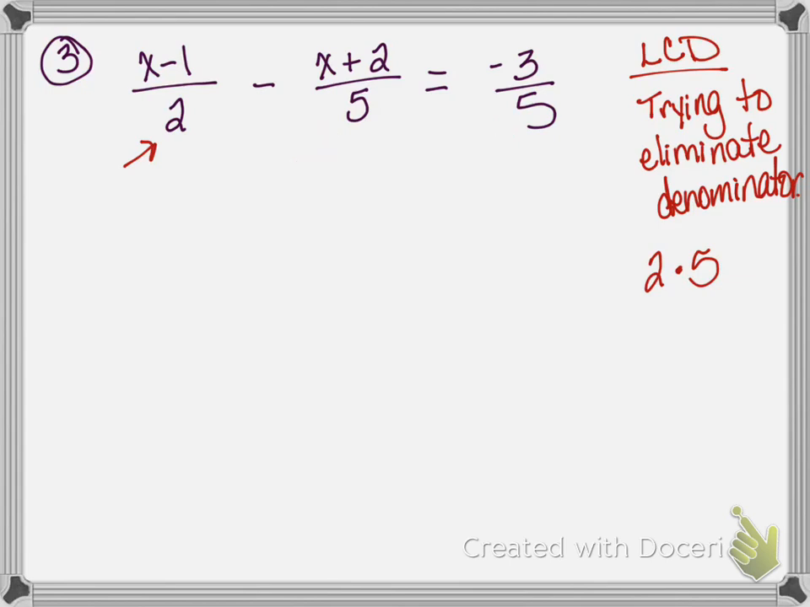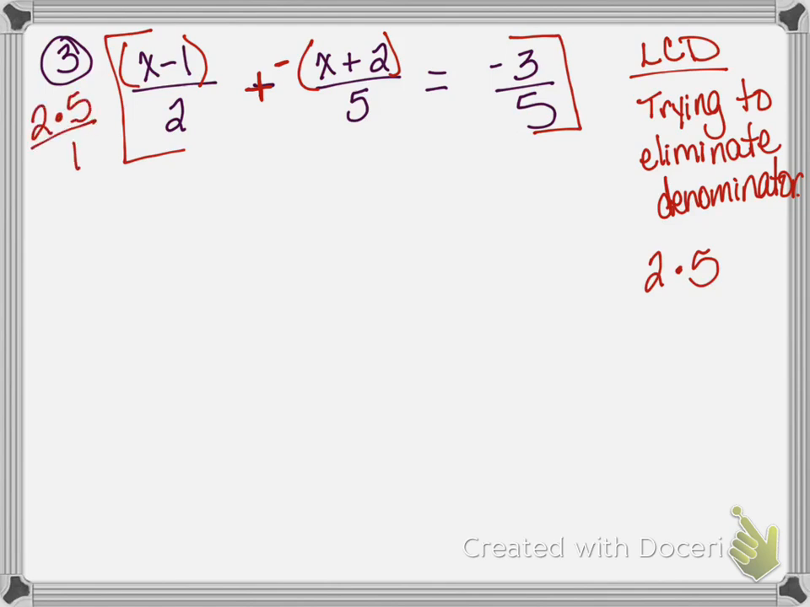The other thing that I want us to go ahead and think about, these numerators, they're a unit, okay? They're binomials, so they stay together as a unit. This minus sign, I want to go ahead and change it to a plus and keep that negative in my numerator. I think that that's going to be more helpful. So now what I'm going to do is I am going to multiply everything times 2 times 5 over 1. So that's what I'm doing first.